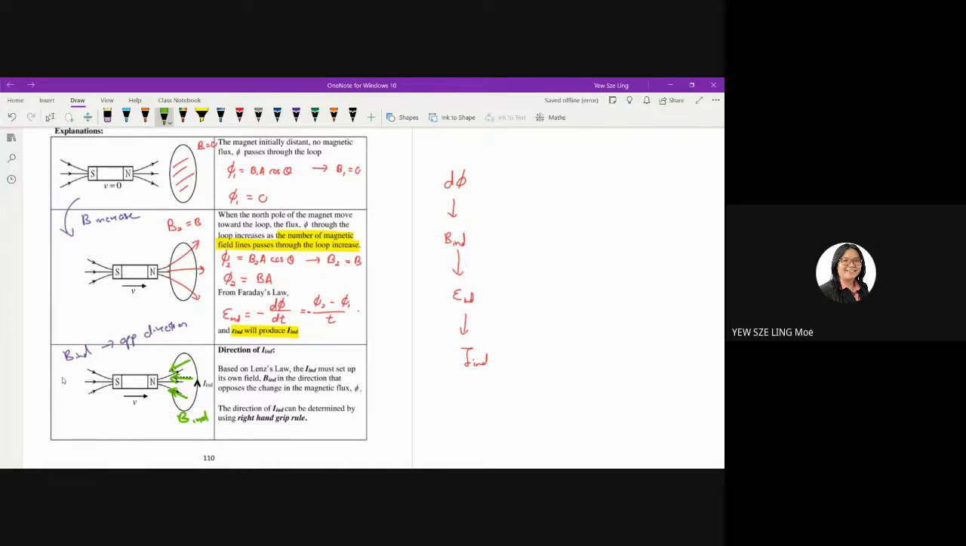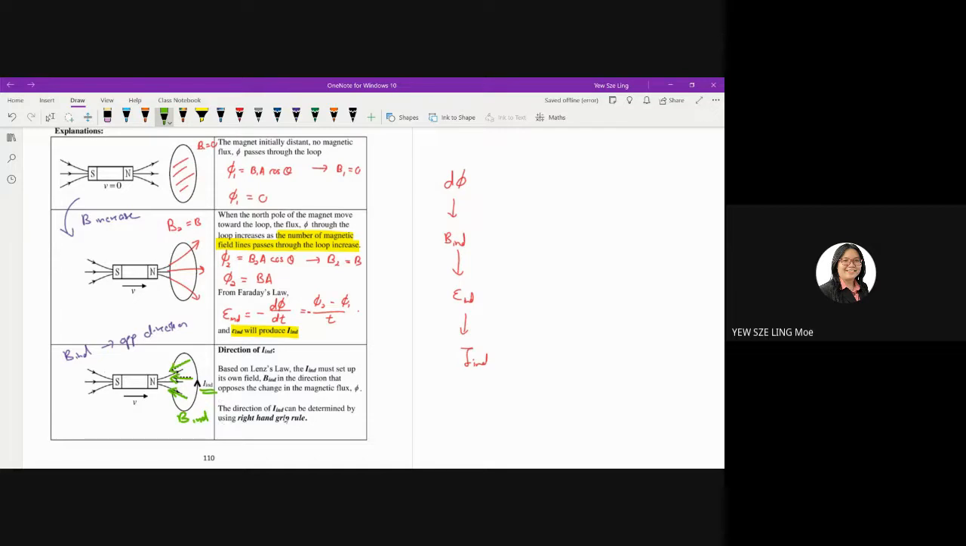So B induced is being generated in the opposite direction because it tries to push away the lines that you added in the loop. You add 3 lines, it generates 3 lines, trying to cancel it out. So by using B induced, you can then determine the direction of I induced by using your right hand grip rule. You hold the loop, and you will see that I induced in this example is flowing in the anti-clockwise direction.